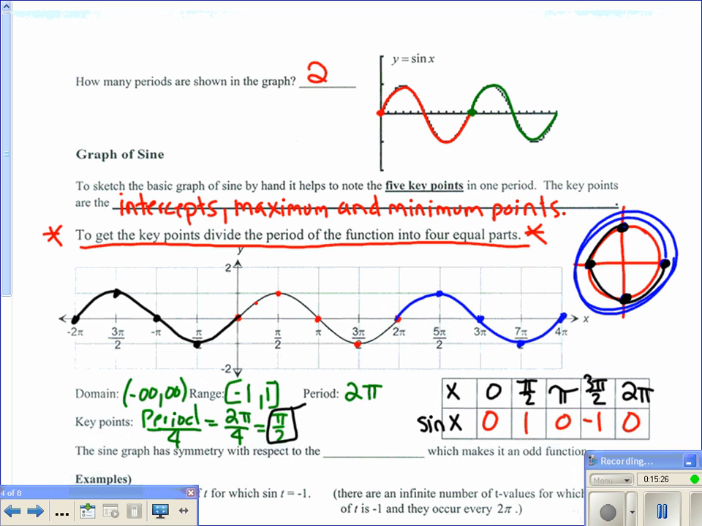So if you were looking at these, I can tell that I have 3 periods shown, so 3 cycles or 3 waves are shown on this graph. And the one that's in the middle, of course, is our parent function. So this is the parent graph. From here to here is the parent.